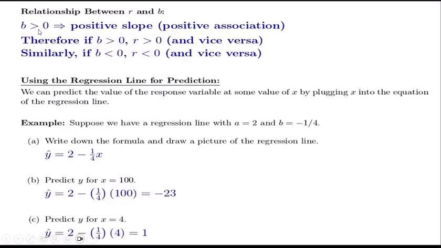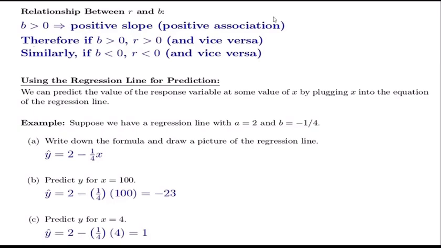When slope is positive, correlation is also going to be positive. When correlation is positive, the slope is also going to be positive. When correlation is less than 0, that is, when correlation is negative, slope is also going to be negative all the time. Slope and correlation are always going to have the same direction. Don't forget that.